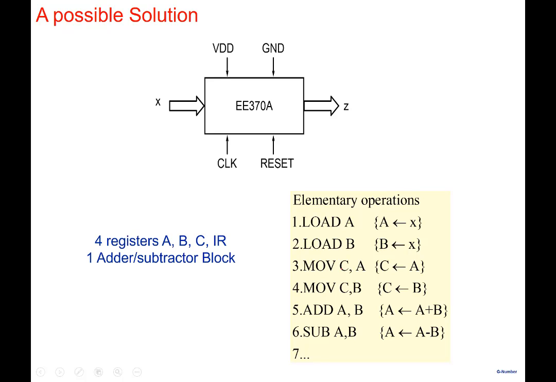And you would also appreciate that I may want to move data around in my system. So I can copy the contents of register A to C and B to C also. And I have an add. I can add the contents of A and B and put it in A. Or I could subtract the contents of B from A and put it in A. So my IC, I'm going to design it such that it's capable of executing these elementary operations: load A, load B, move CA, these kinds of things.